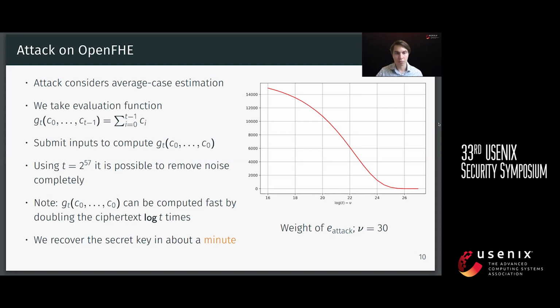And here is a small interesting note: the adversary can actually compute this G_T quite fast by doubling the ciphertext log T times. And doing so, we show that it is possible to recover the secret key in just about a minute on a moderate computer.